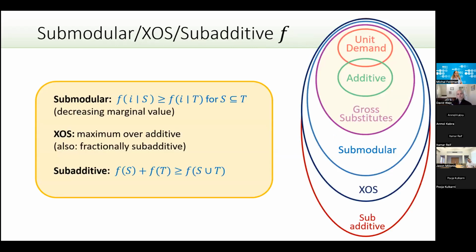Okay, by the way, for those of you who don't know the definitions, subadditive is a very large class of functions, also called complement free. It means that the sum of F of two sets is always greater than or equal to F of their union. Okay, and it's known to be a superclass of submodular, and XOS is something in between. Let's not go into the definition.